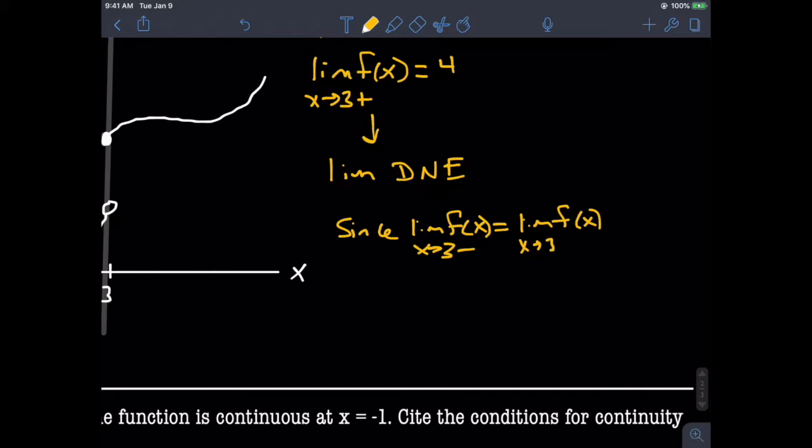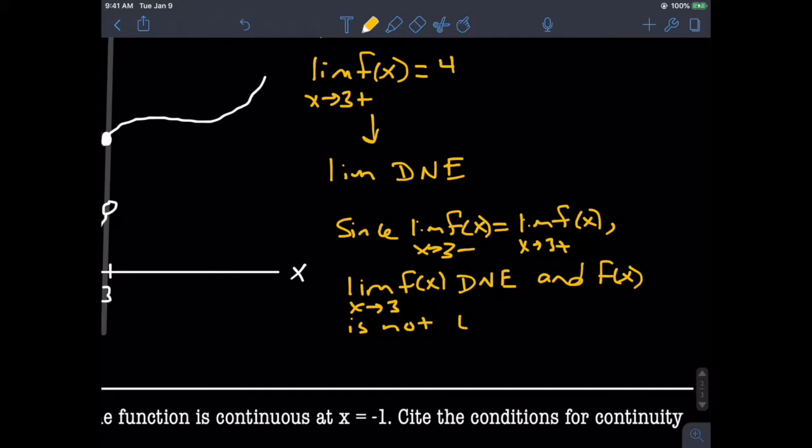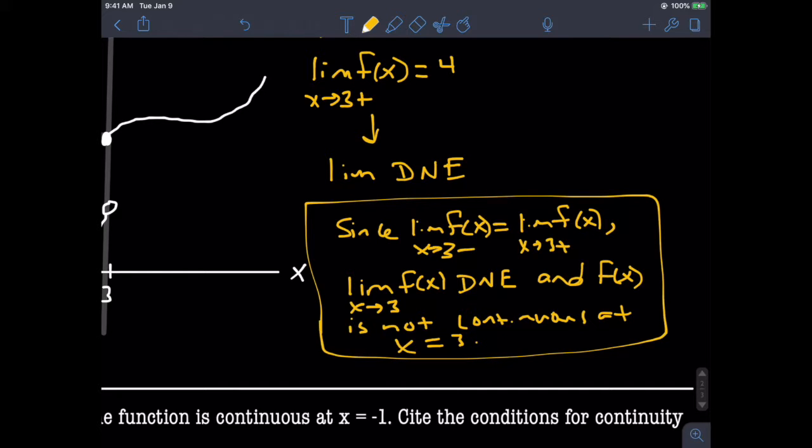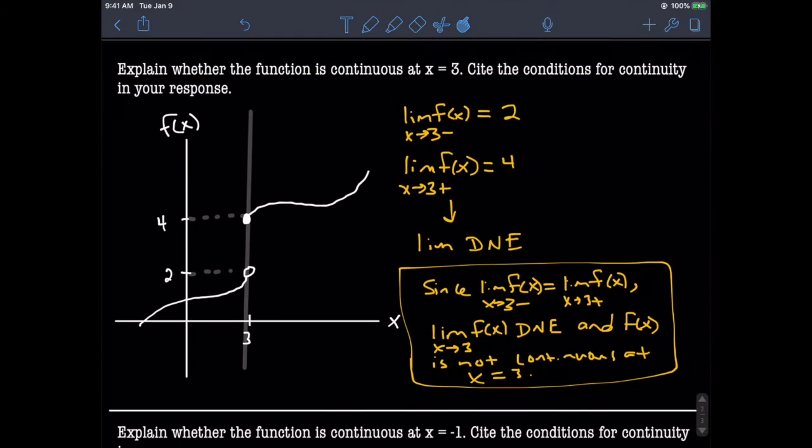The limit as x approaches 3 from the right, we have to say that the limit of f of x as x approaches 3 just does not exist. And you know what that means? It means that f of x is not continuous at x equals 3. That's it. Let's move on to the next example.